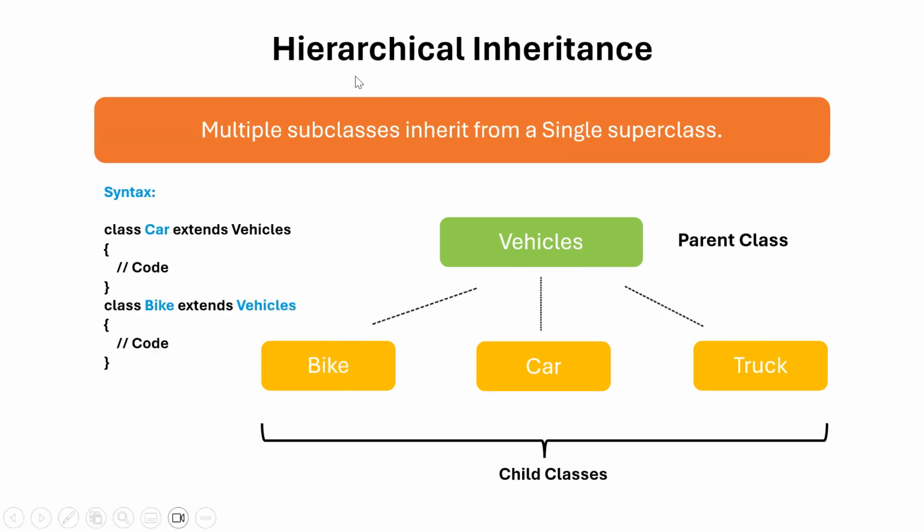Next is hierarchical inheritance. In hierarchical inheritance, multiple subclasses inherit from a single superclass. This is the vehicle class. We have the bike, car, and truck classes. These are the multiple subclasses which are inheriting the properties of a single parent class. That is known as hierarchical inheritance.